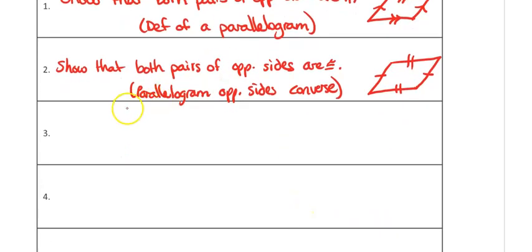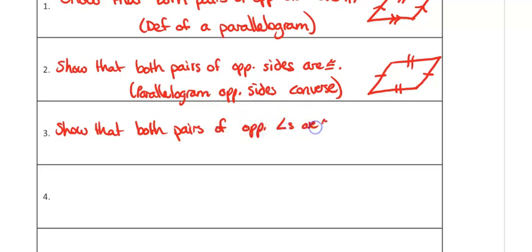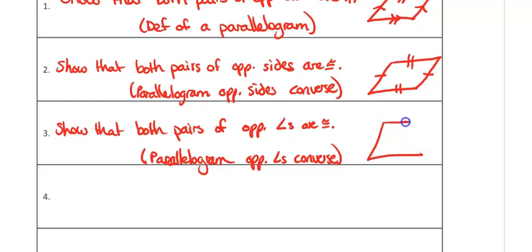Your third way you can show that a quadrilateral is a parallelogram is you can show that both pairs of opposite angles are congruent. That is using the parallelogram opposite angles converse. So that's when the opposite angles are congruent. So that pair is congruent and this pair is congruent.